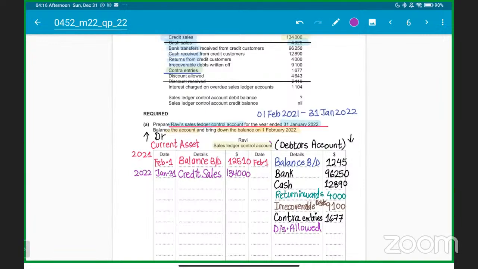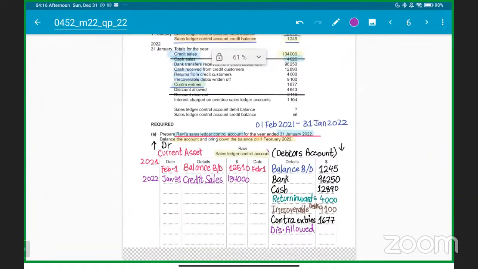Similarly, if you want to make the journal entry for this, it will be sales ledger control account debit, and credit sales account will be credited. So here we have sales ledger control account debit. Everyone got it? Clear? Following, guys? So how much is the amount?